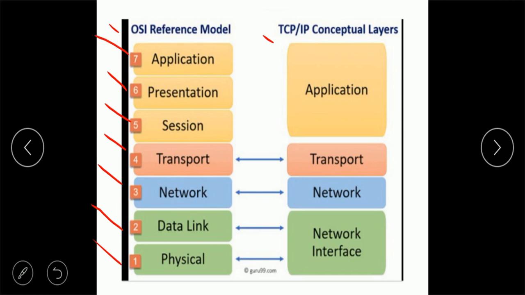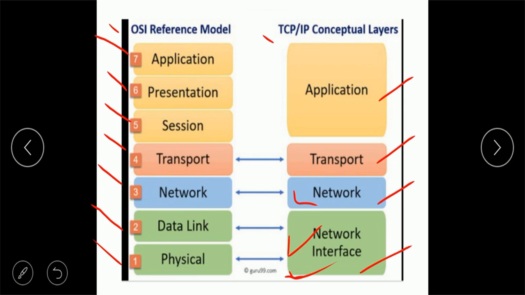But in the TCP/IP reference model there are not 7 layers, only 4 layers. That is the network interface first, then the network layer, then the transport layer, and the application layer. Here remember, the network interface is also called the data link layer, and the network layer is also called the internetwork layer. Remember. So our TCP/IP networking model has 4 layers: application, transport, network, and interface.